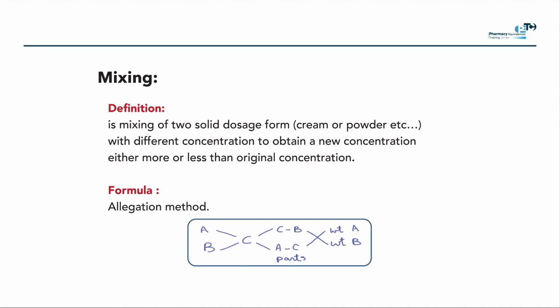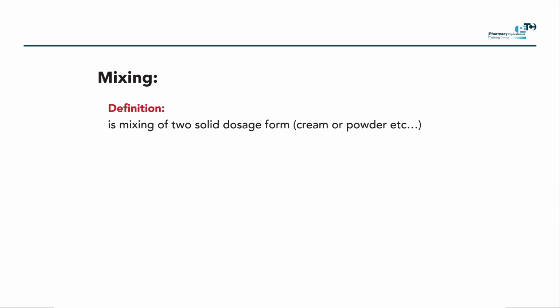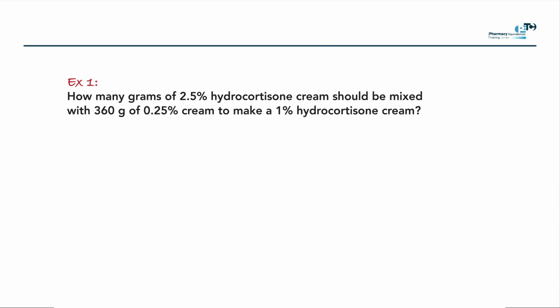The second part is knowing the parts of each content in the mixture. To get that, we subtract the final concentration from the first and the second concentration of the mixture. Let us see an example to show that more easily.